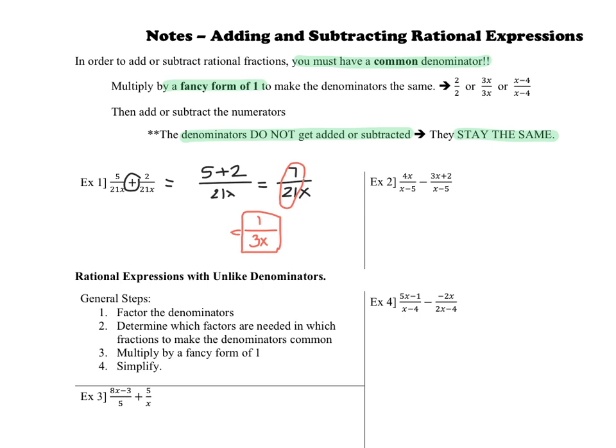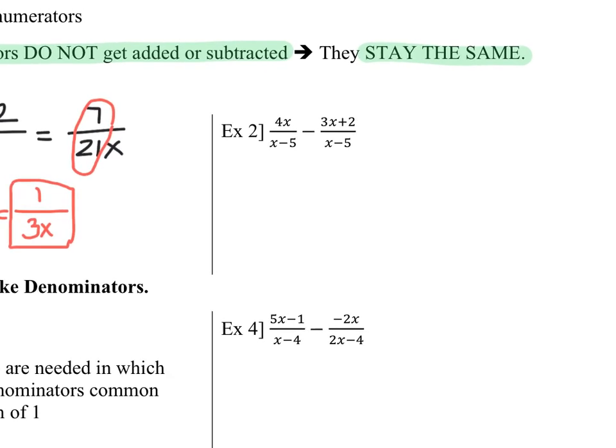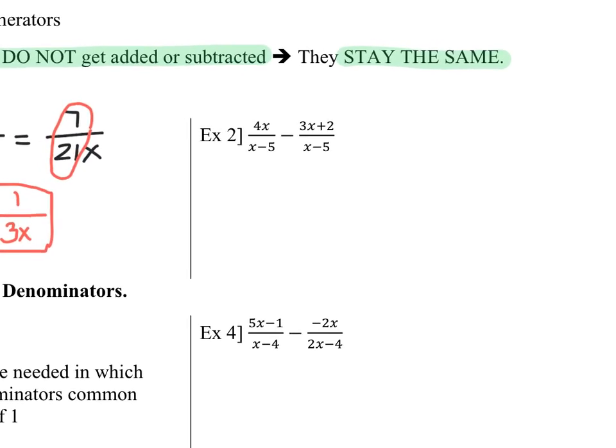Okay? Now, when you're subtracting it comes a little bit more difficult, because we still need to, first of all, make sure the denominators are the same, x minus 5 and x minus 5, so we're okay there. But when you subtract, you have to take this little minus and distribute it to both of these. So what you really have then is the 4x, then you're going to have a negative 3x, because a negative and a positive makes negative, minus 2.